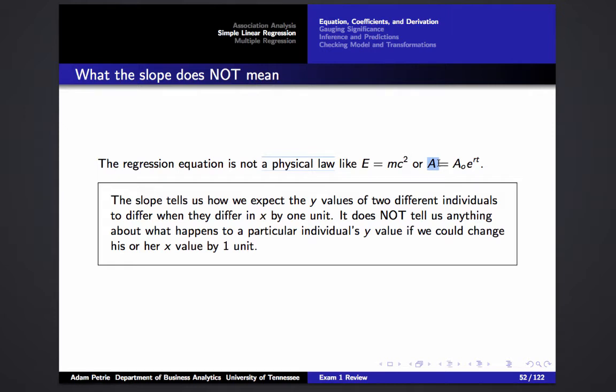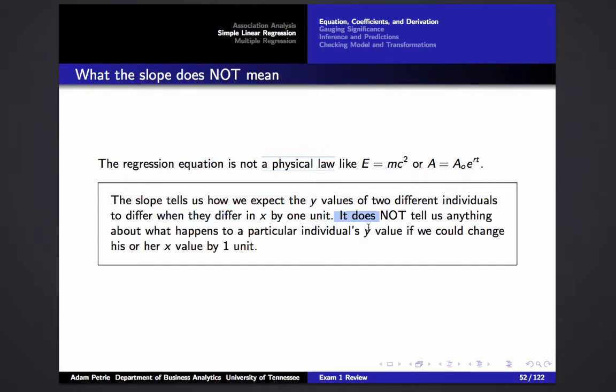But regression equations don't work that way. Regression equations do not describe what happens to an individual when they undergo change. The slope is just telling us how we expect the y values of two different individuals to differ when they happen to differ in x by 1 unit.